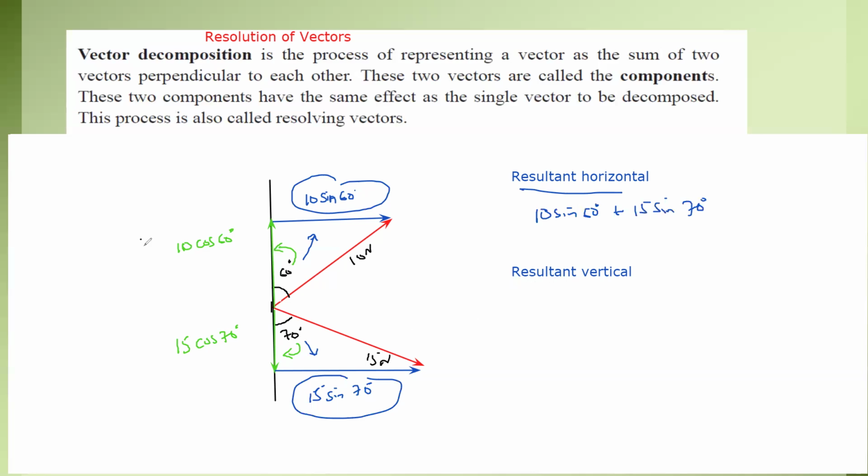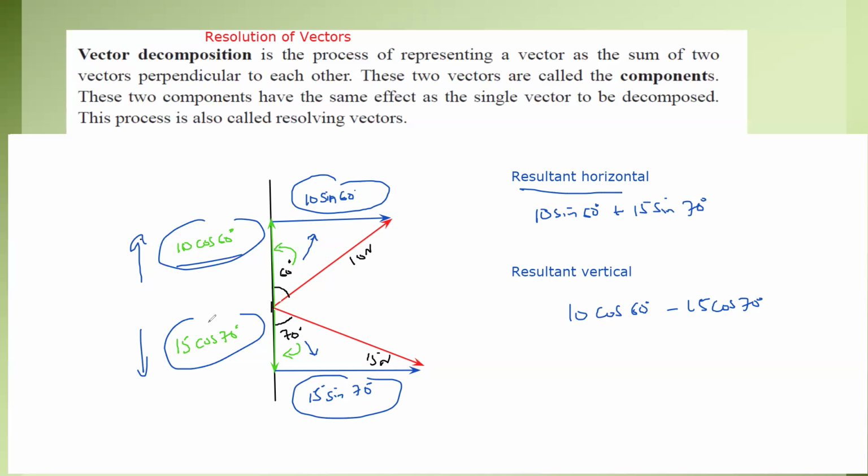What about the resultant vertical? The 10 cosine 60 is acting upward and 15 cosine 70 is acting downward. So if I need the resultant according to their magnitude, we will subtract them. So it will be 10 cosine 60 minus 15 cosine 70, or the other way around, depending on which has the greater magnitude. Why am I subtracting here? Because these two vertical vectors are in opposite directions. If they're acting in the same direction, in that case, I will add them to find the resultant.